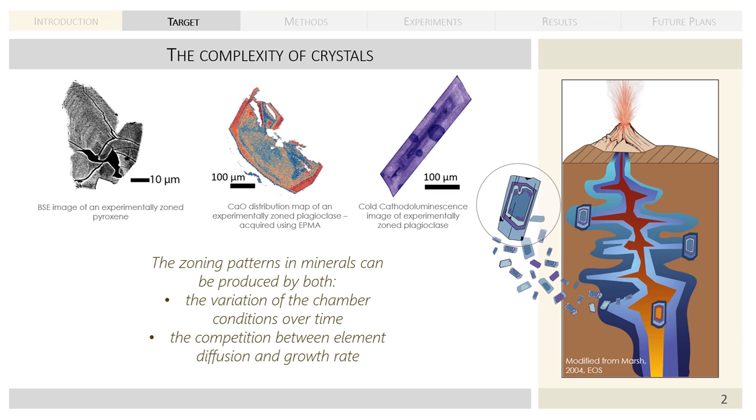time. But the physicochemical variation of the magma properties is not the only process responsible for crystal zonation. As has been widely studied, the competition between crystal growth and element diffusion in the melts can also be another process responsible for crystal zonation, and this can make it harder to distinguish crystal zoning produced by element diffusion from the zoning produced by thermochemical variation in the magma chamber.